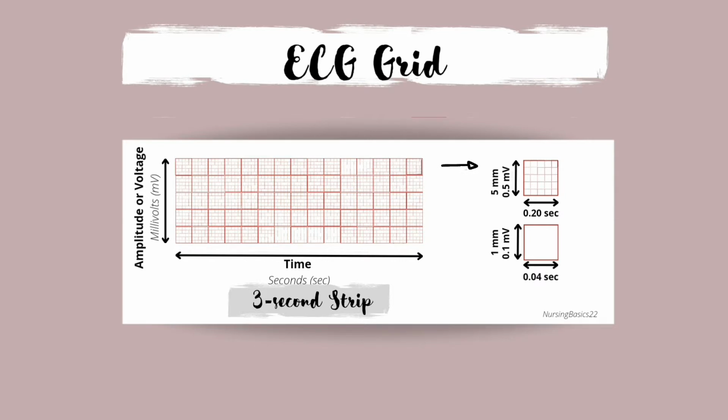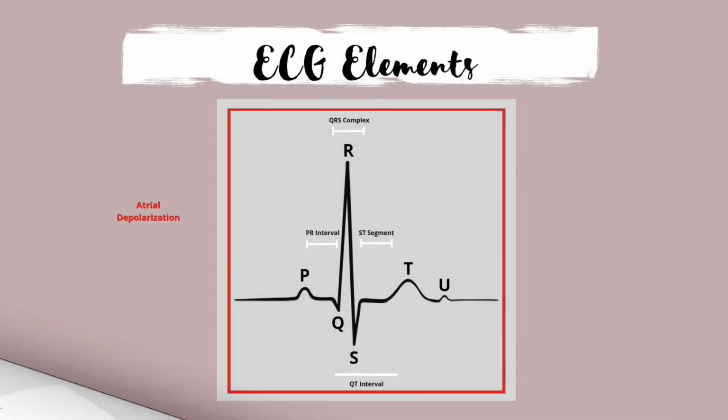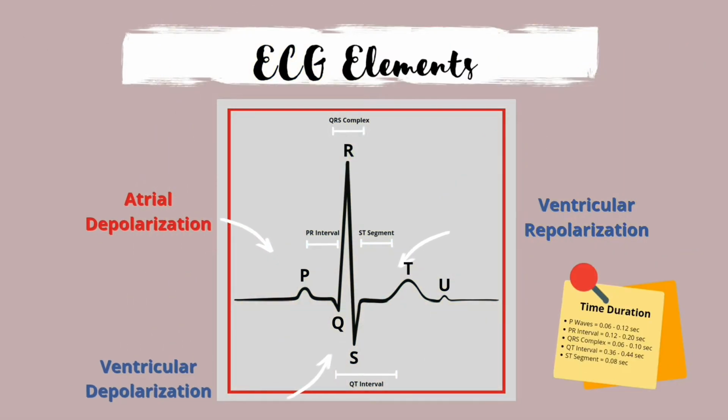Let us now talk about the elements of an ECG and its points of signal. The ECG waveform is divided into P, Q, R, S, T, and U elements. The P wave corresponds to atrial depolarization, that shows contraction of both left and right atria. Normal duration of P wave is between 0.06 to 0.12 seconds.